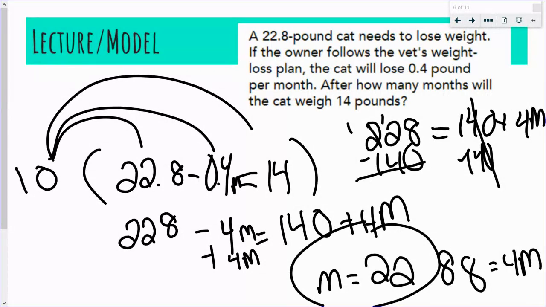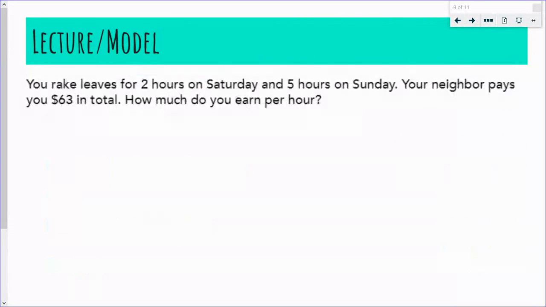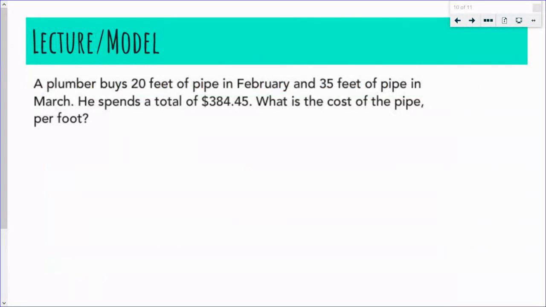So after 22 months, the cat would weigh 14 pounds. And again, you could have also kept all the decimals and just worked with them that way. I chose to clear them out by multiplying everything by 10, whichever way works for you. All right, let's do a few more here.